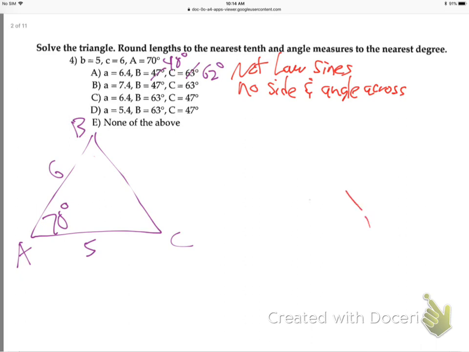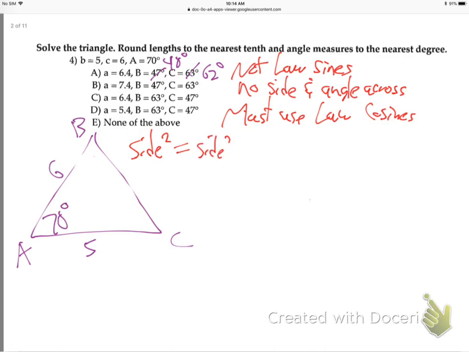So I must use law of cosines, huh? We're going to have to use the law of cosines. So what's the law of cosines say? Well, it says any side squared is the other two sides squared minus 2 times side times cosine of an angle.